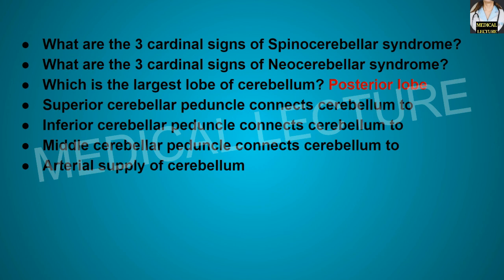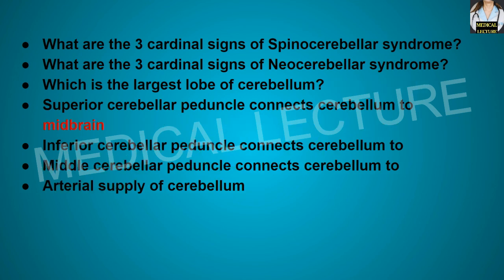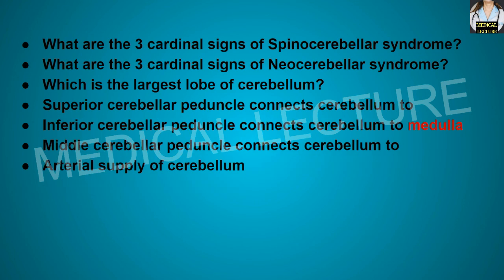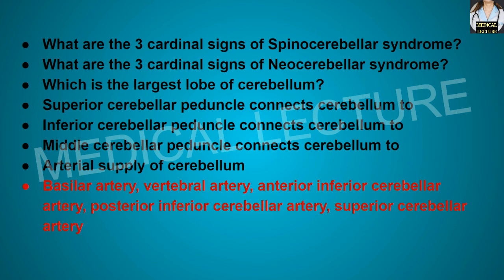Superior cerebellar peduncle connects the cerebellum to the midbrain. Inferior cerebellar peduncle connects the cerebellum to the medulla. Middle cerebellar peduncle connects the cerebellum to the pons. What is the arterial supply of the cerebellum? Basilar artery, vertebral artery, anterior inferior cerebellar artery, posterior inferior cerebellar artery and the superior cerebellar artery are the arterial supply of the cerebellum.